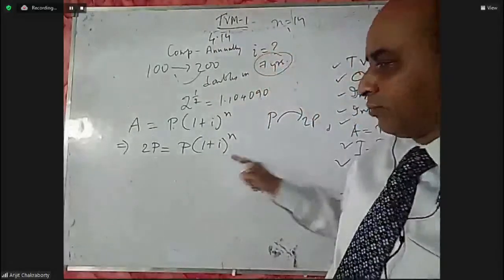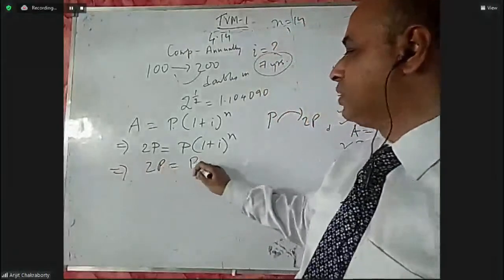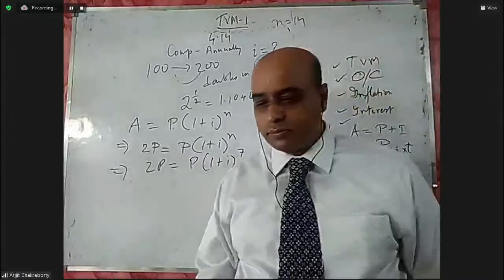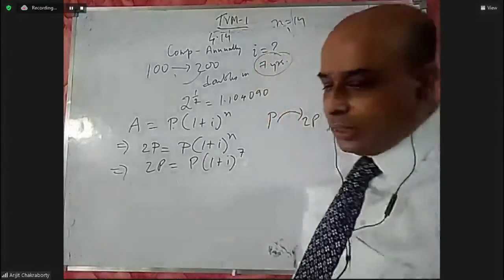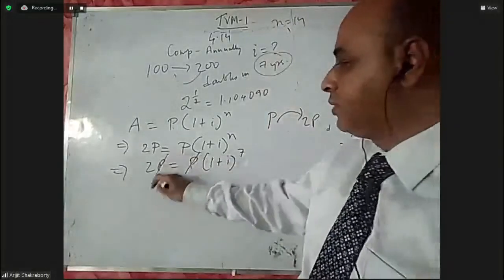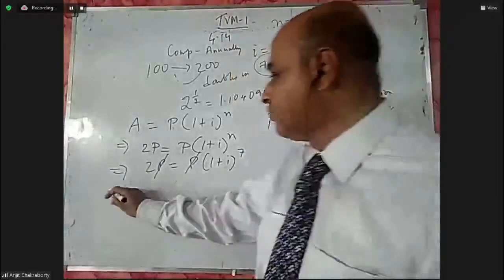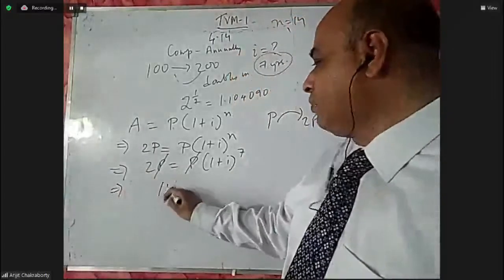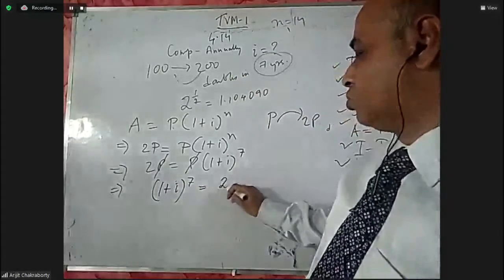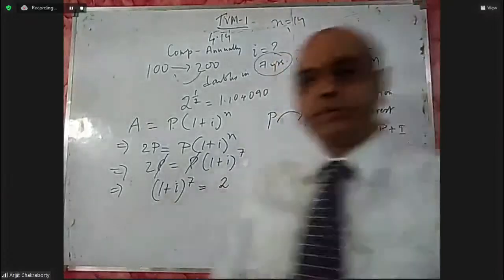So we have this formula. Let me simplify this. 2P is equal to P into 1 plus i to the power 7. Can I strike P and P? P and P cancelled out. So what I have now is 1 plus i to the power 7 is equal to 2.